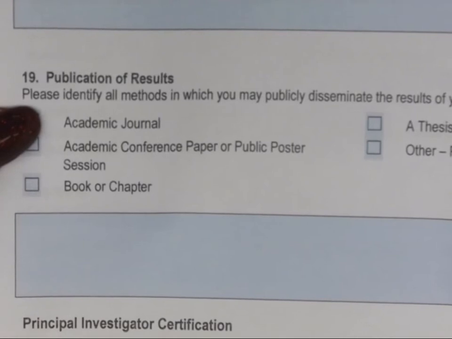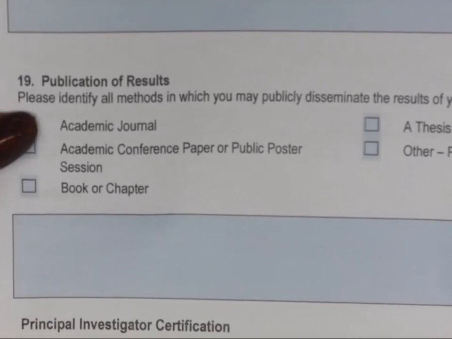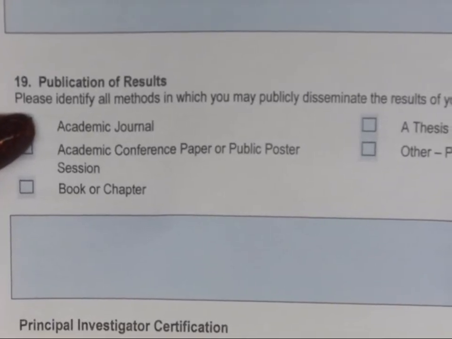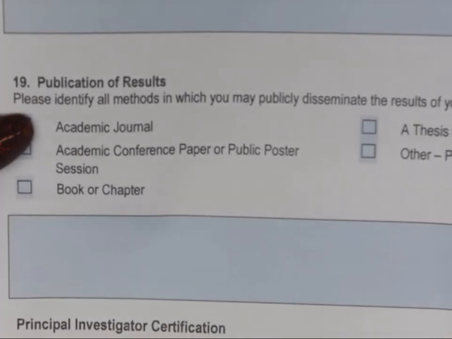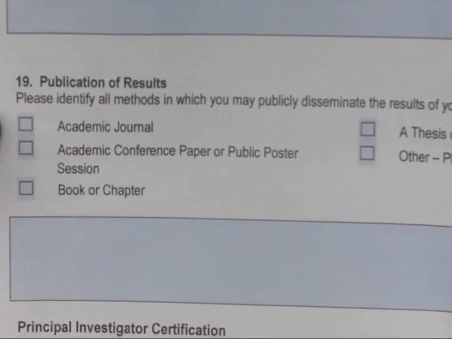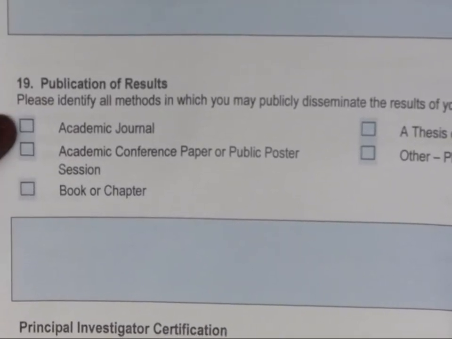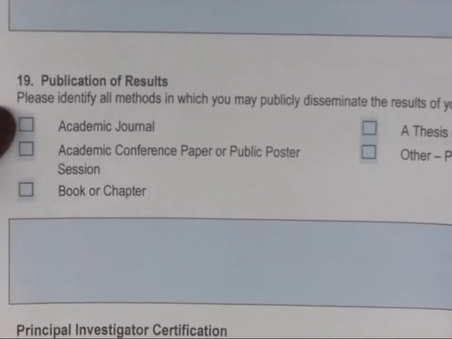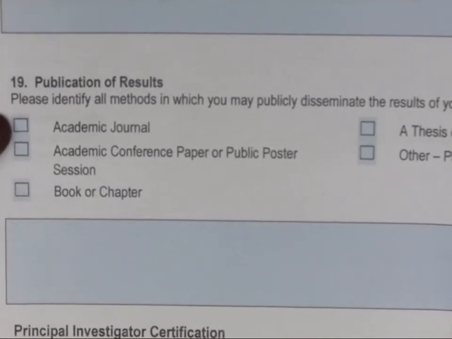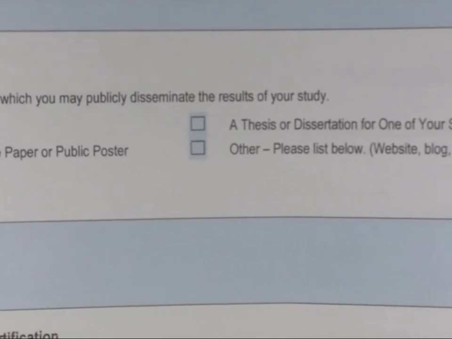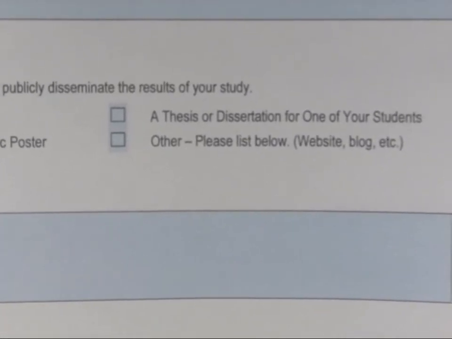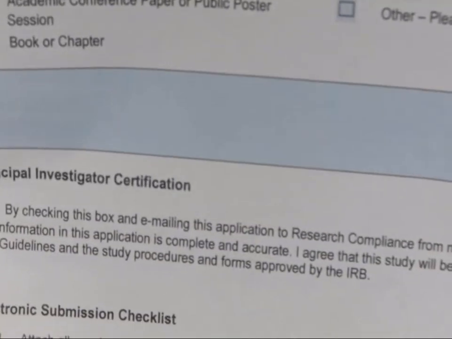Academic journals. We might want to do that after we have some results saying that our students did better in physics than other students, right? So we might want to write a journal. So if we're thinking we will disseminate the results of our study, then boom, we need to check that and let them know, yeah, we think we're going to do that. If you're doing a thesis or a dissertation, then yeah, we need to put that in there.